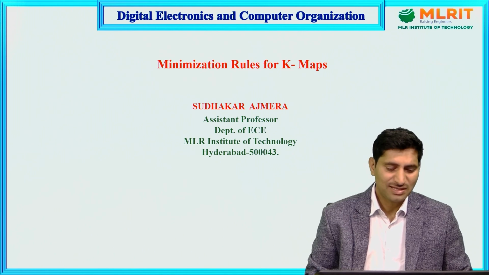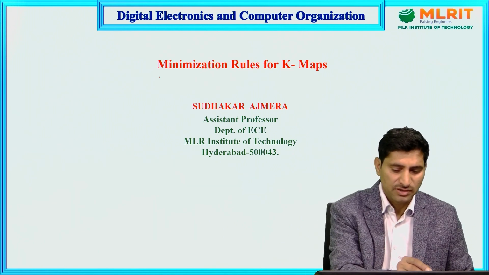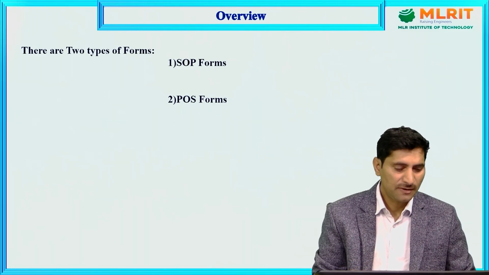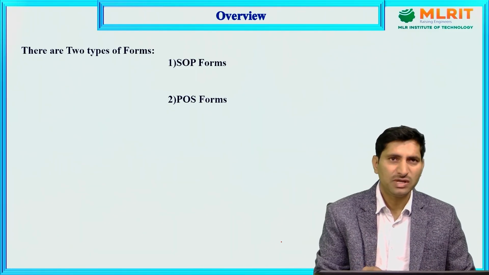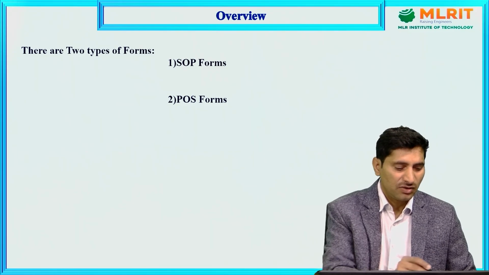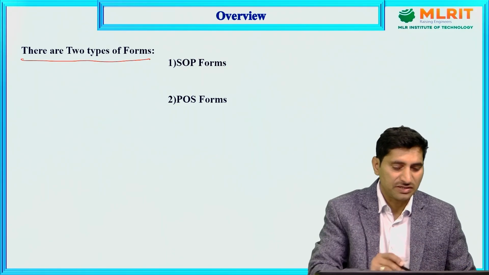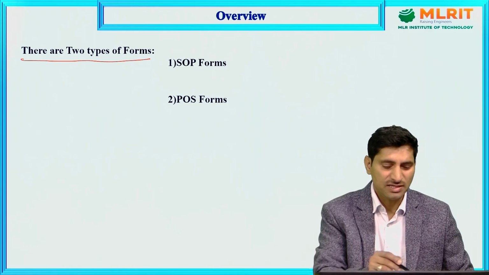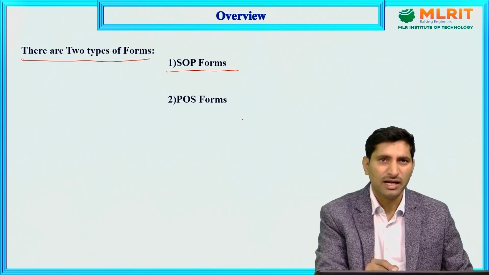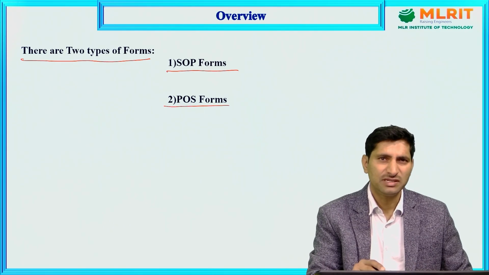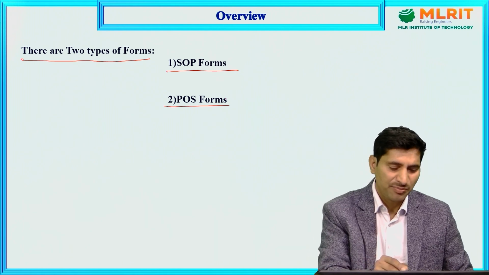Today I am going to discuss minimization rules for K-map. Let us see an overview of today's topic. Before entering into that, there are basically two forms of functions. One is SOP, another one is POS. Any Boolean function can be represented in terms of SOP form and POS form.